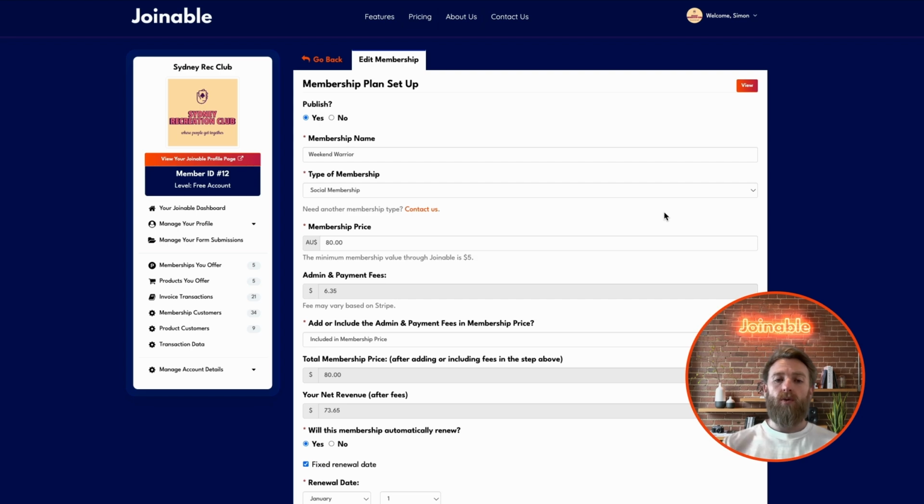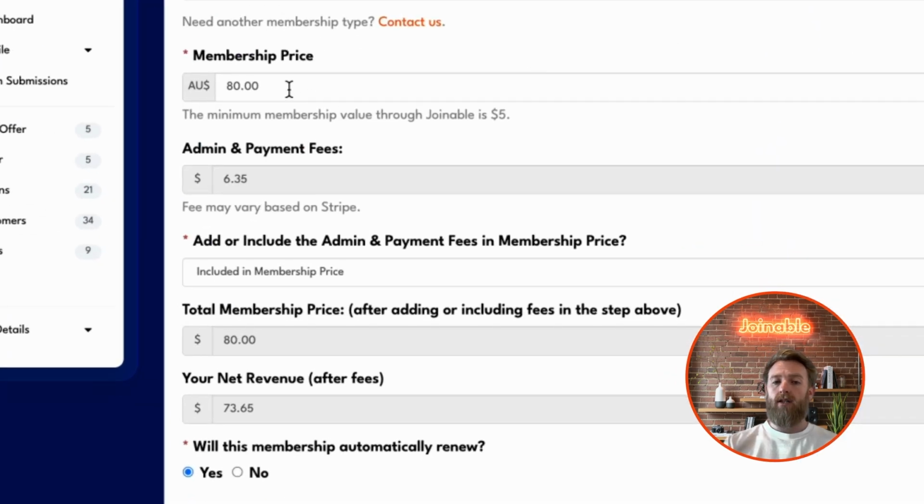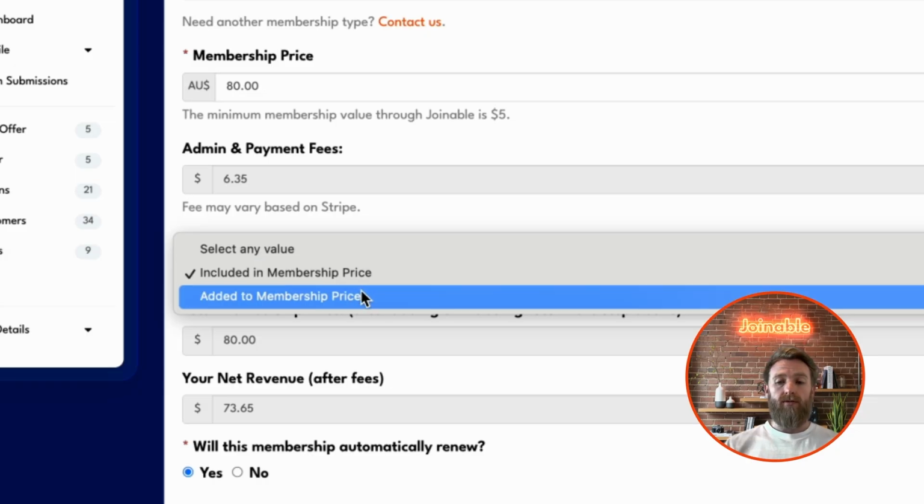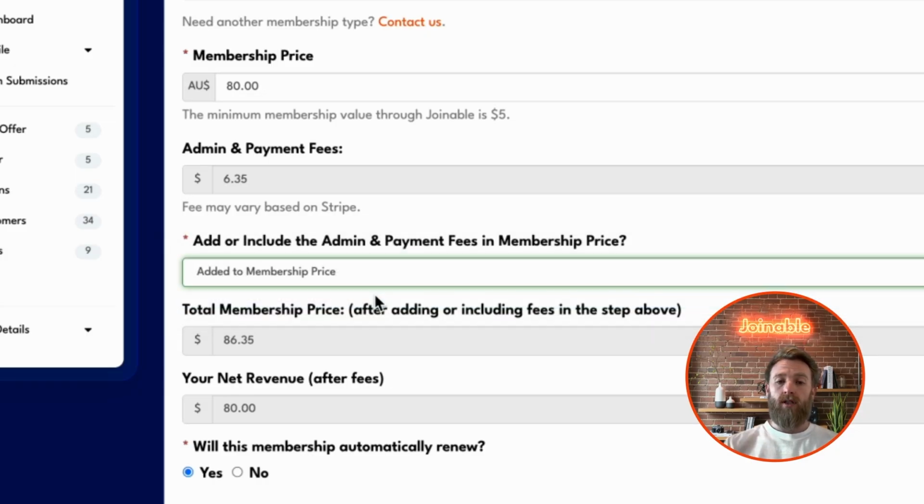So initially what you've got to consider is the membership price. So this is the price that you're setting, that it's there for sale. Then you have the admin and payment fees. Now this is a calculation of Stripe and Joinable fees coming together as the total. Now what that'll do is then you need to decide if you're going to include those fees within the price above, or you're going to add them to the price above. And then you'll see the net revenue after fees.